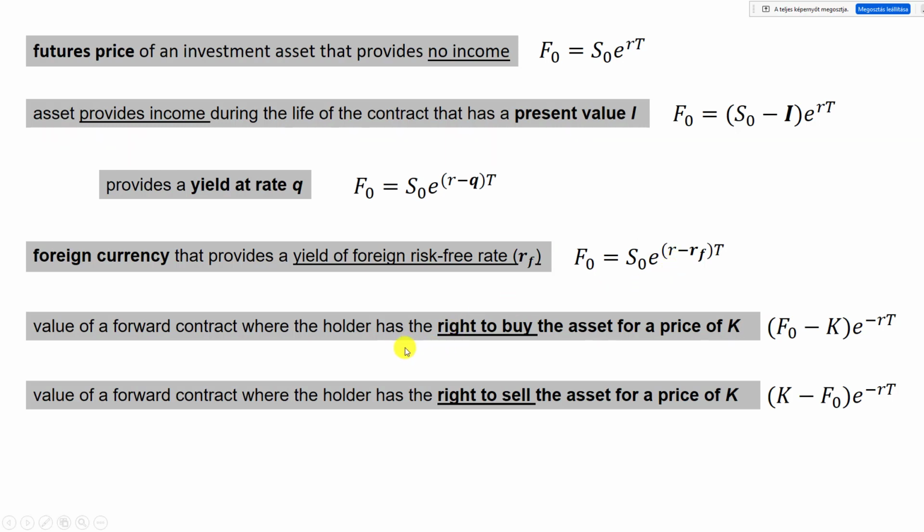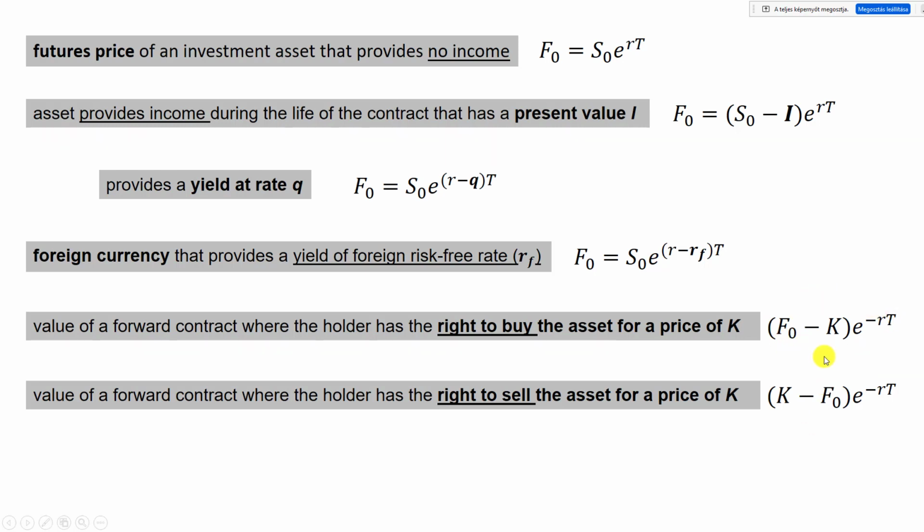Also, if we have a forward contract where we have the right to buy, so we have a long position or a short position, then we can calculate the same way. These are quite similar features. Just in this case we are not switching between future and spot prices, but now we are focusing on the target price, and we already know the value of the forward price here.